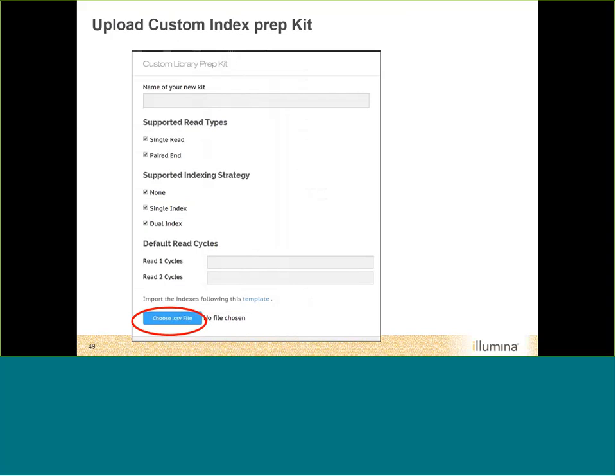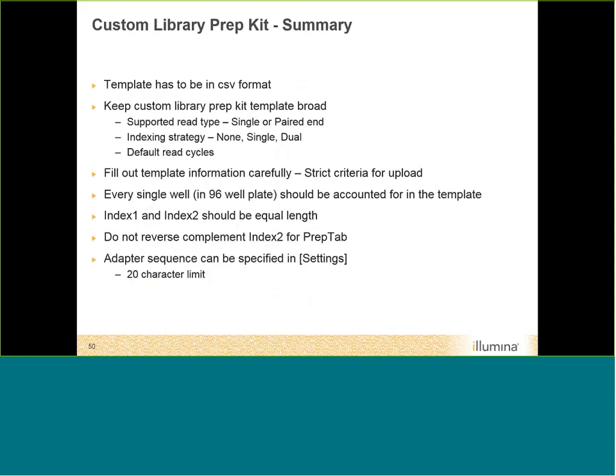So after you create your template, you save it as a CSV file, and you use the Choose CSV File button to upload the CSV file onto PrepTab. Okay, so again, there's a summary slide for you. The template has to be a CSV file. You can keep the library prep kit template broad. We have supporting indexing strategies which are none, single, or dual. You can again leave the index read cycles. You don't have to enter it at this point.